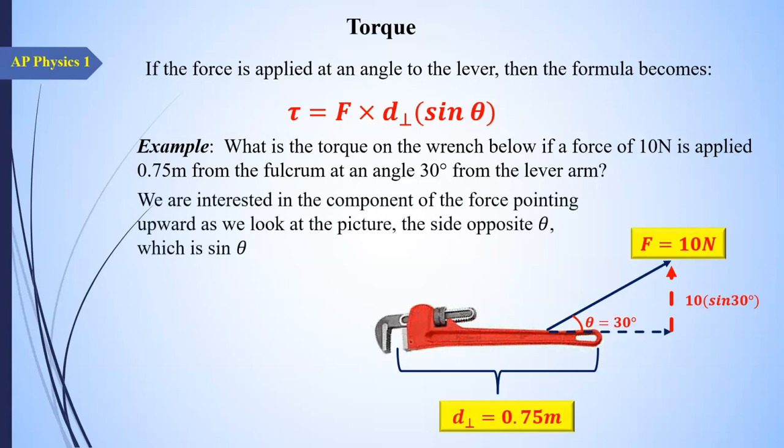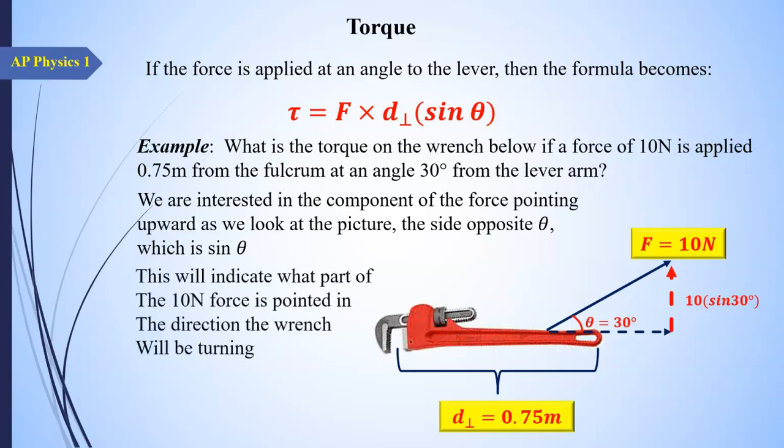So we're interested in the component of the force pointing upward as we look at the picture, the opposite side, opposite theta, which is the sine of theta. So you use sine in these types of calculations. So this will indicate what part of the 10 newton force is pointed in the direction the wrench will be turning. So we're assuming we want to turn that wrench upward.